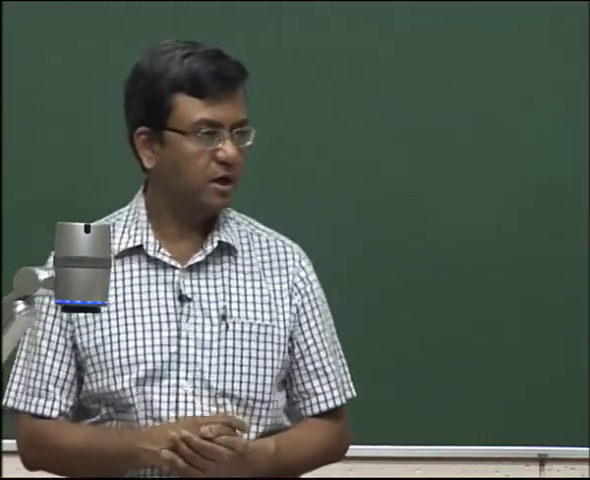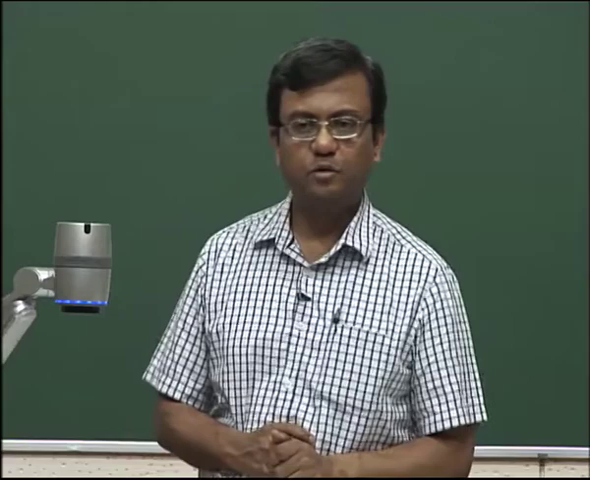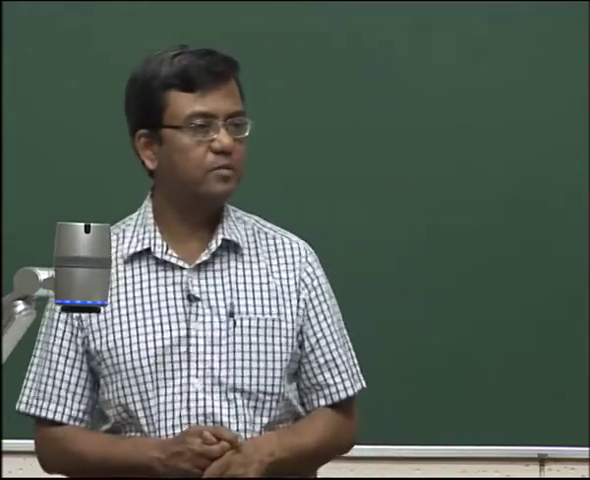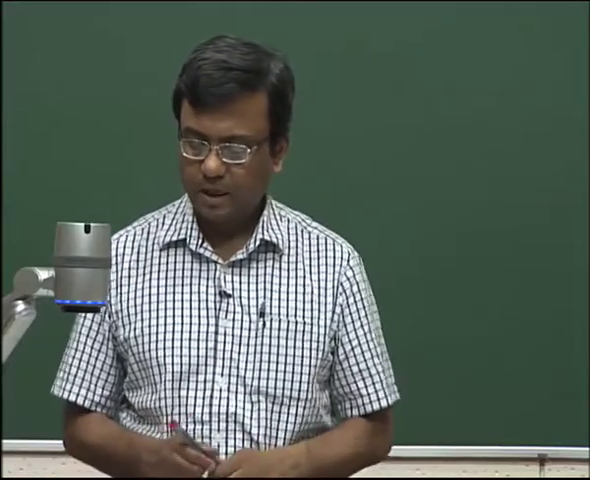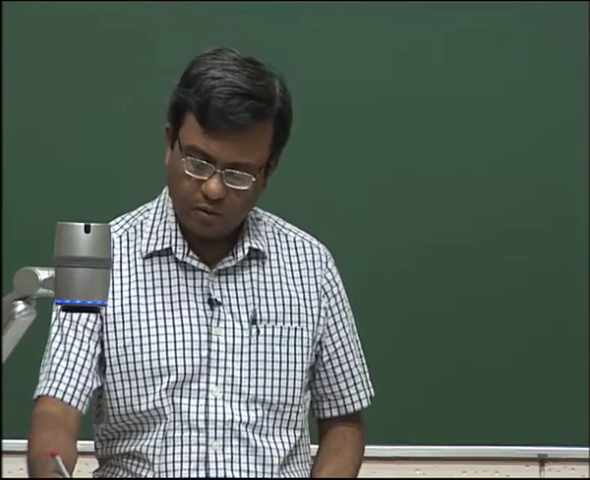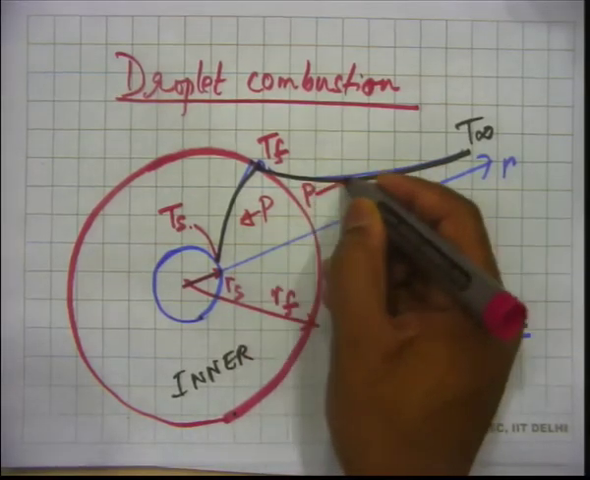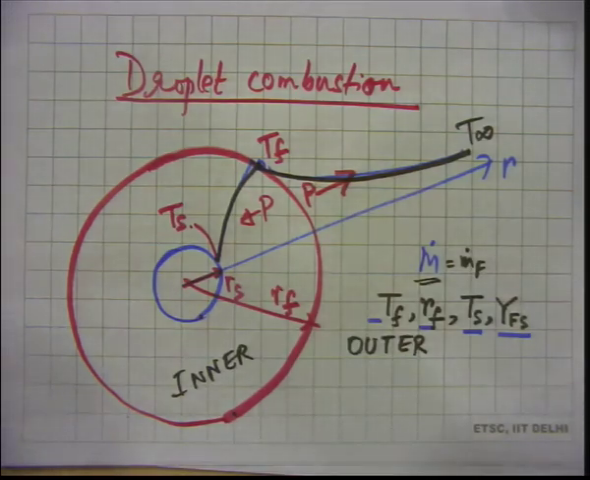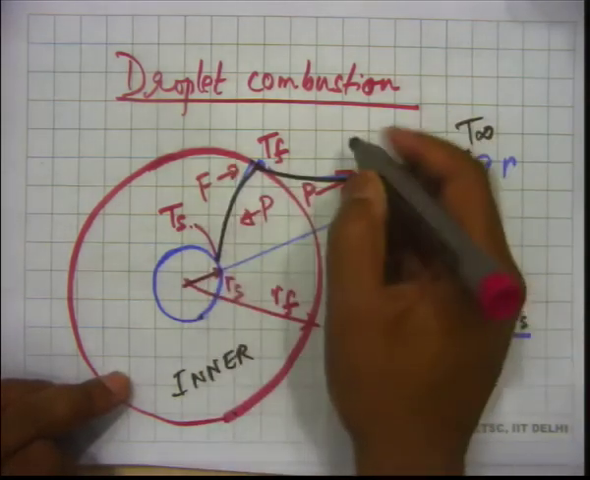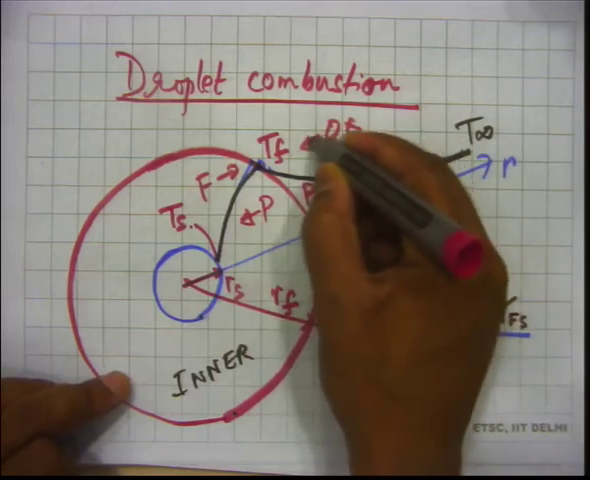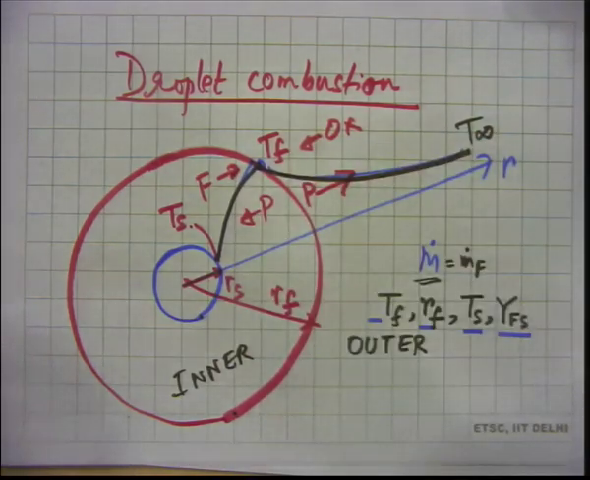Now here, of course, there are products also. So what do the products do? Like in a diffusion flame, the products will get produced at the flame, right? And the products will move out in this direction, but the products will move out in this direction also. And the fuel will go in this direction, and the oxidizer will come in this direction.